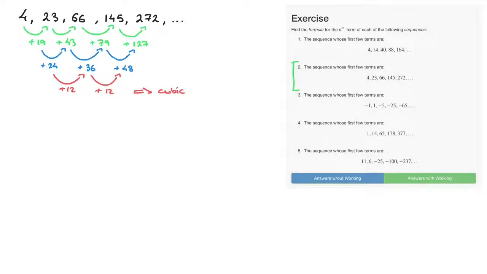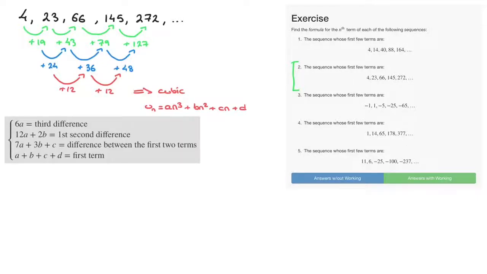And since we're dealing with a cubic sequence, it must have a formula that looks like un equals an cubed plus bn squared plus cn plus d. So our job now is to find each of the four coefficients a, b, c, and d. And to do that, we use our four equations for cubic sequences. Let me just add those four equations.